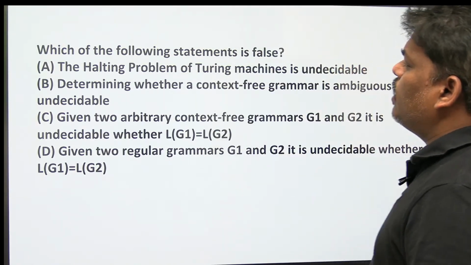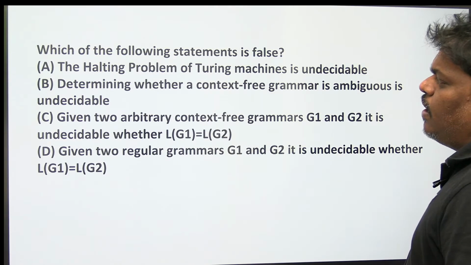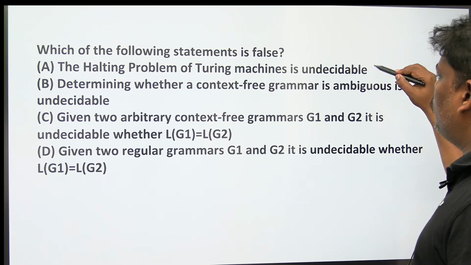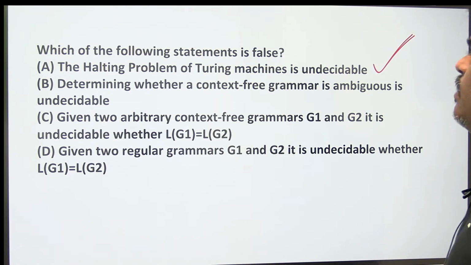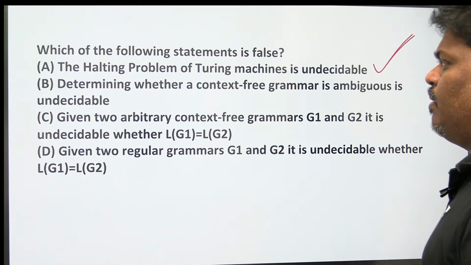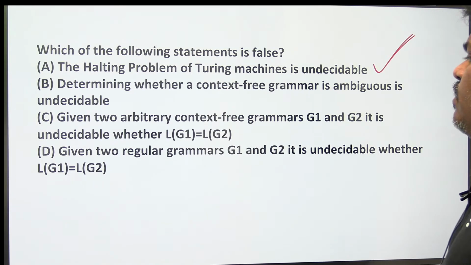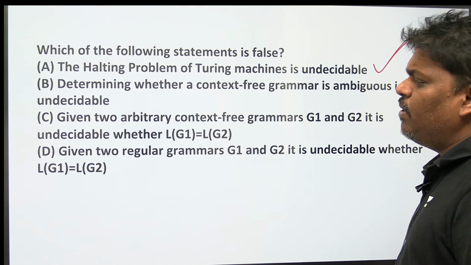See this one. Which one of the following statements is false? One, the halting problem of a Turing machine is undecidable. True, using Rice theorem: a non-trivial property of a Turing machine is undecidable. What is the meaning? If I give some string to the given Turing machine, after reading that string the Turing machine may halt, may not halt. Anything can happen. So it is a non-trivial property of a Turing machine and undecidable. It's a well-known theorem, everyone knows that.